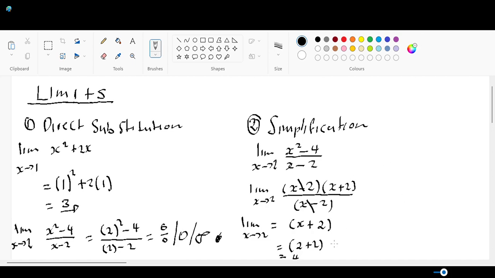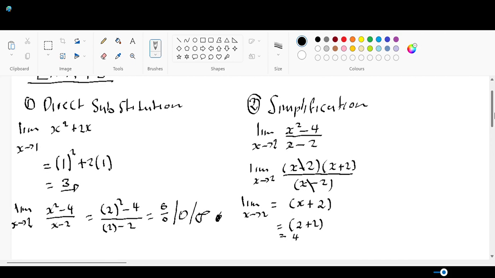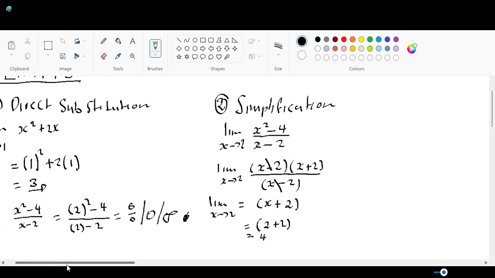So basically that's what we do when we are doing limits. Sometimes you do the direct substitution and it gives you 0. If it gives you 0, then you move to the next step, which is step number 2. Step number 2, what you do here is you simplify. After simplifying, then you do direct substitution. But what happens if you can't simplify?